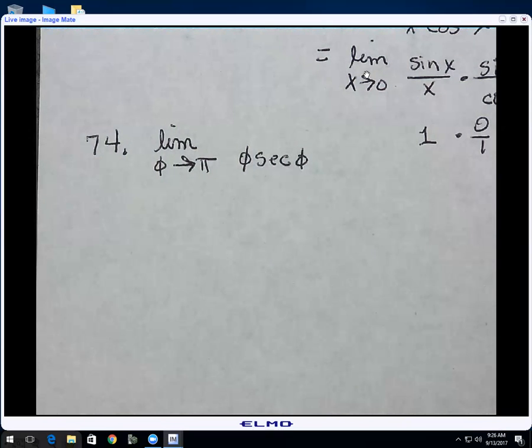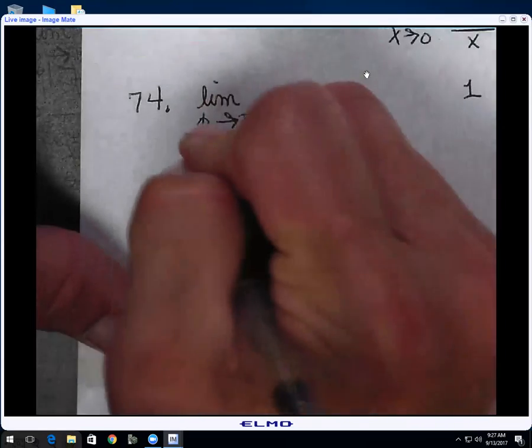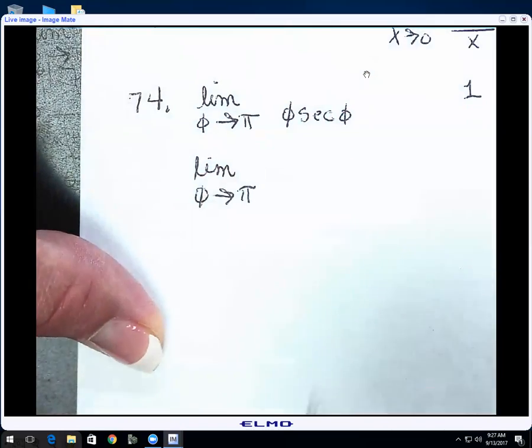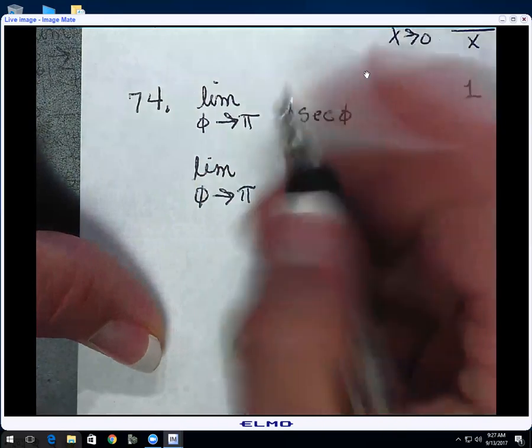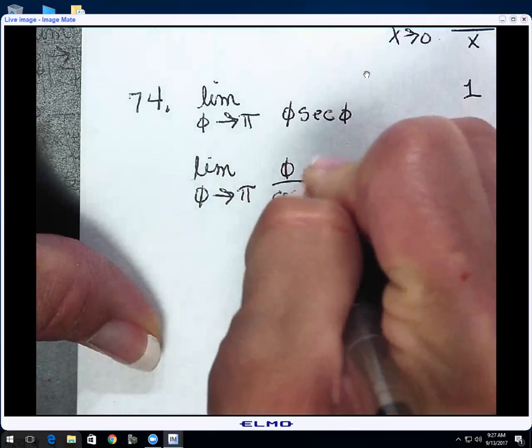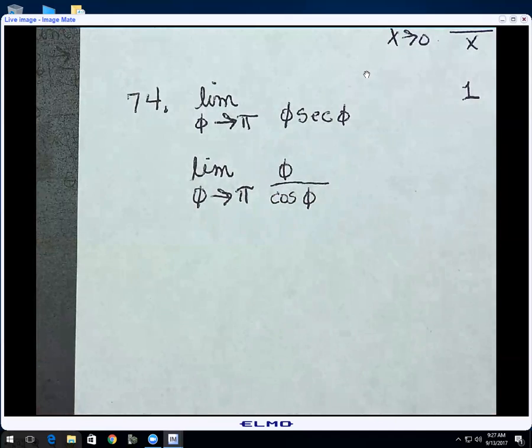Can you evaluate that by direct substitution? I don't know. I'm not kidding, I can't even think secant. You give me secant, I'm going to go, what is that? What is secant? 1 over cosine. So my first thought is, I don't want to deal with that. I'm going to change it to, if that's 1 over cosine, then this is phi over cosine phi.